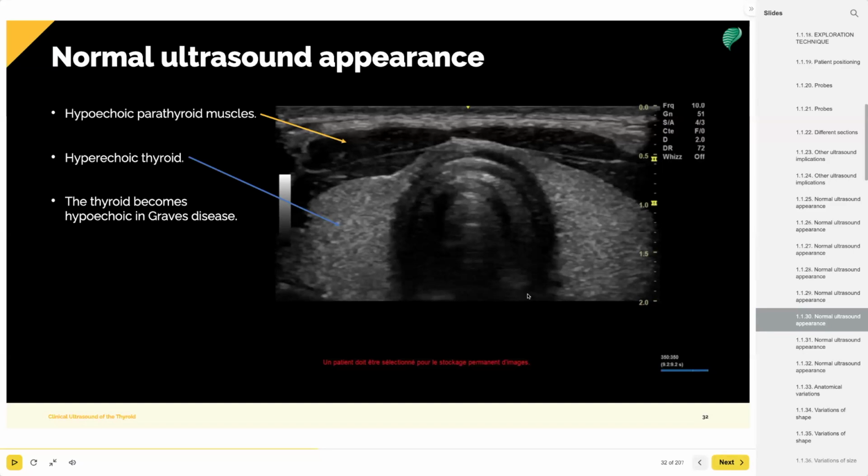We can see also in this image that the thyroid echotexture is normal compared to the surrounding musculature. We can see that the strap muscles are more hypoechoic and the thyroid is more hyperechoic. The thyroid does go through changes. For example, in Graves' disease, it would be more hypoechoic.